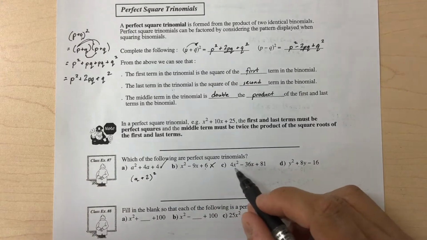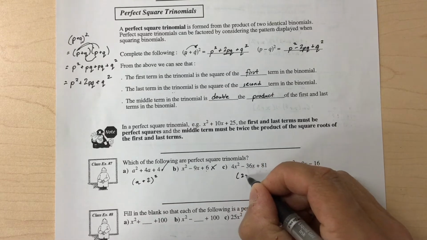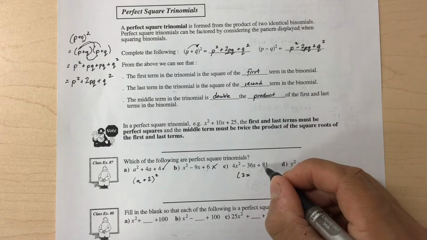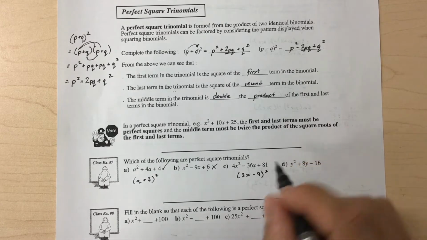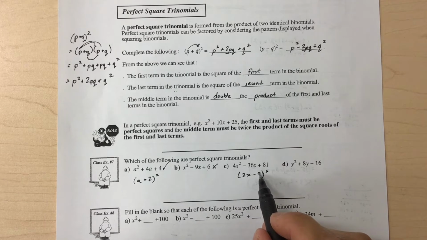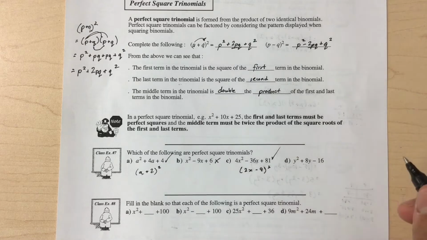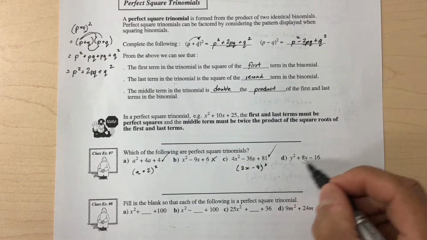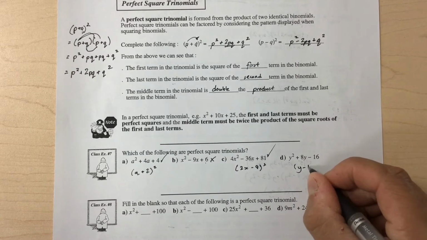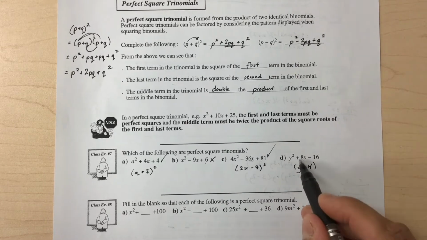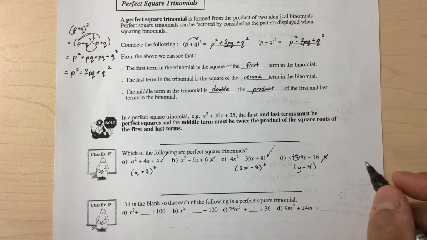This one here, well, the square of this would have been 2x. The square of this would have been 9, so minus 9. Now 2 times 9 is 18, negative 18, times 2 is negative 36, so this is a perfect square. And then this one, this could potentially be y minus 4, but because of this addition sign, this is not a perfect square.